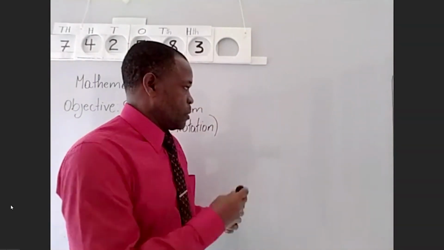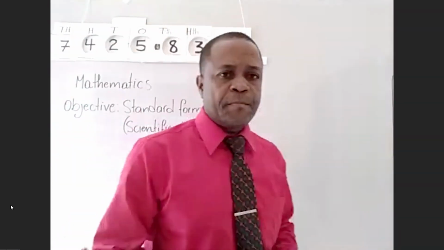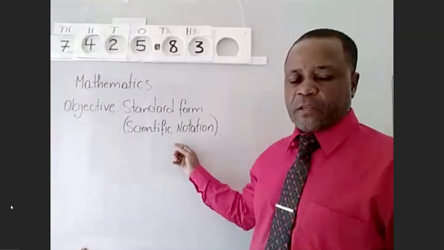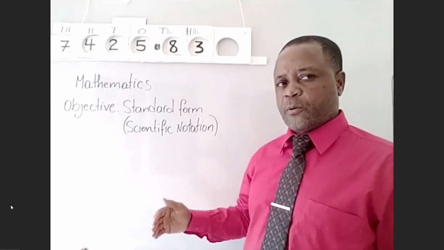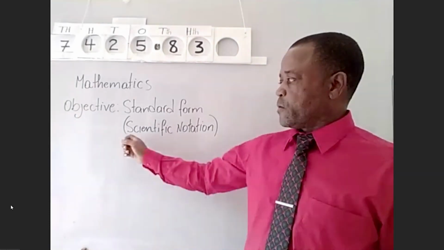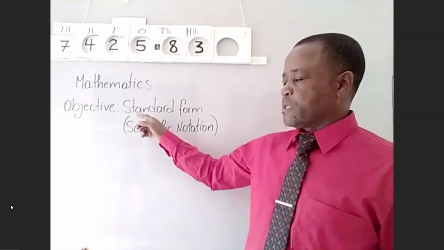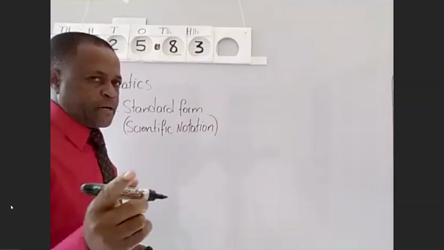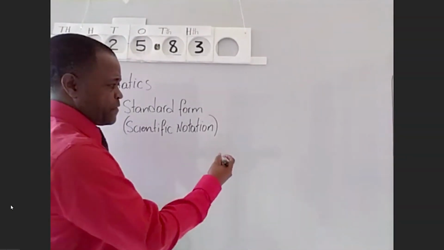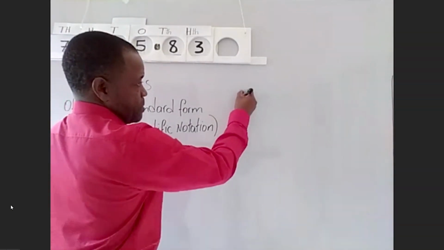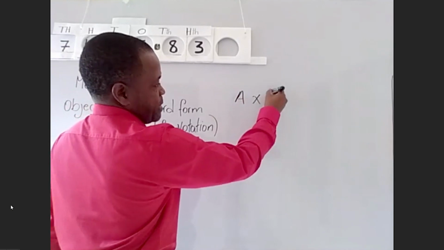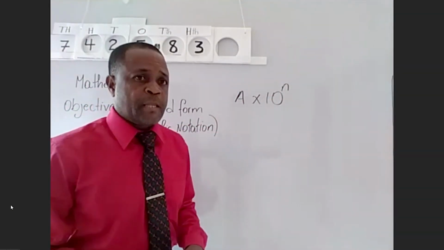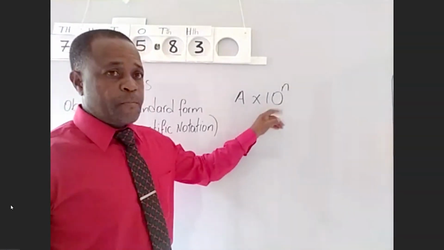We also refer to standard form as scientific notation. These terms are used interchangeably, so if you see scientific notation, it is still standard form. Standard form is written as a times 10 to the n power.